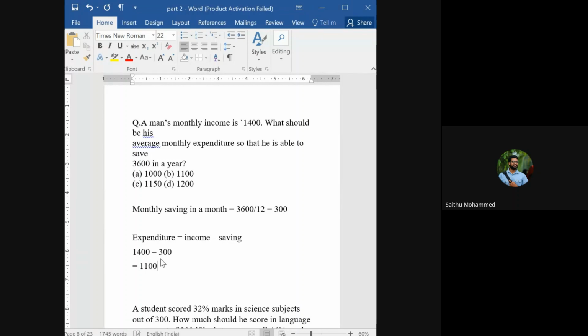1,100. So in order to save 3,600 in a year, he should only spend 1,100 rupees. Okay, 1,100 rupees. So hope everyone has got it. Is it clear with everyone? The answer is option B. Yes, most of you have answered option B, 1,100. Very good. That is the correct answer.